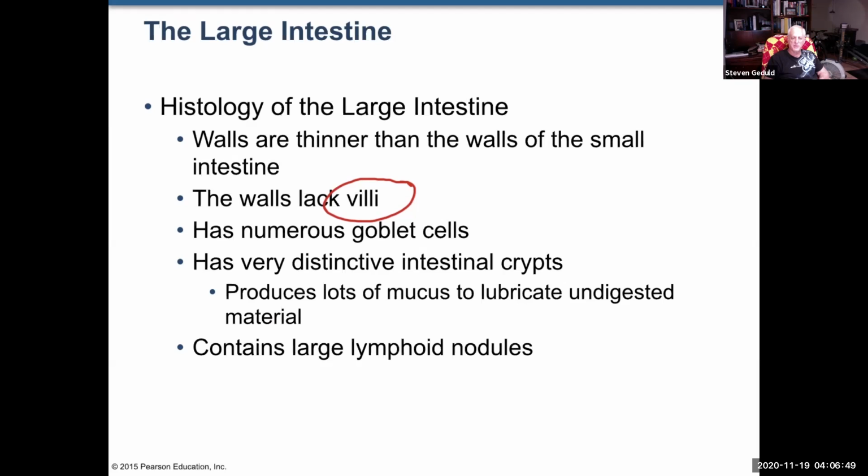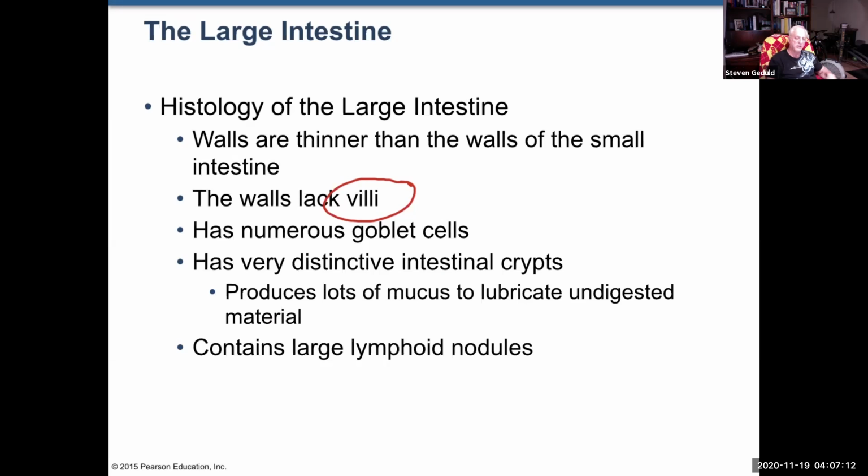It has a lot of goblet cells and very distinct intestinal crypts. So it produces a lot of mucus that lubricates the undigested material. All these little intestinal crypts in the large intestine, from the goblet cells, produce mucus that lubricates your material as it passes through the large intestine, through the colon.